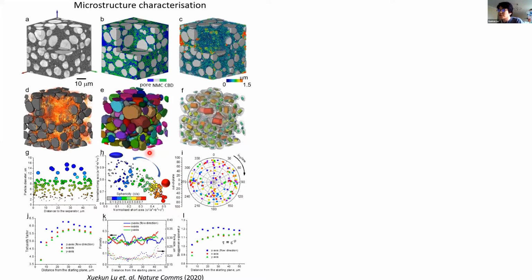We can also analyze the shape distribution. We found that smaller particles tend to be more flake-shaped compared to the larger particles, which are more spherical. This is the orientation distribution projected on the 2D map. We see a more or less random distribution.